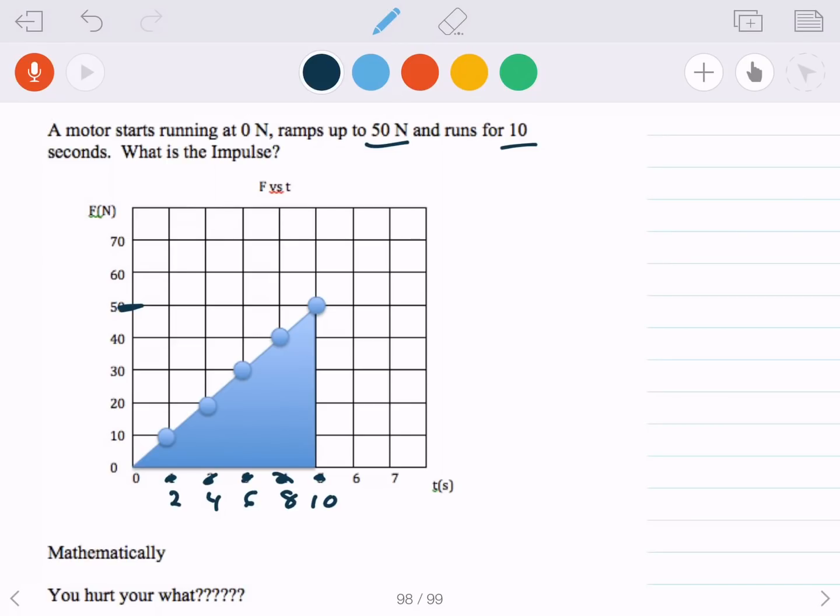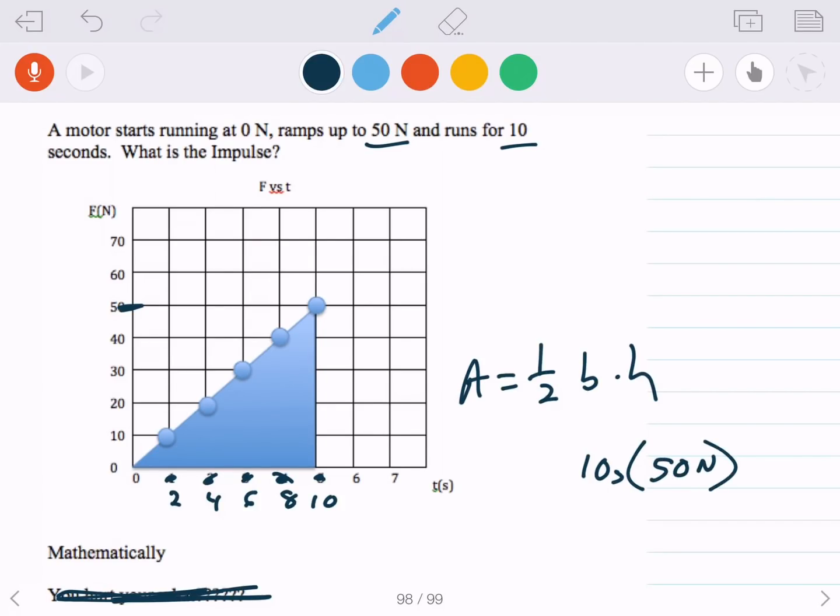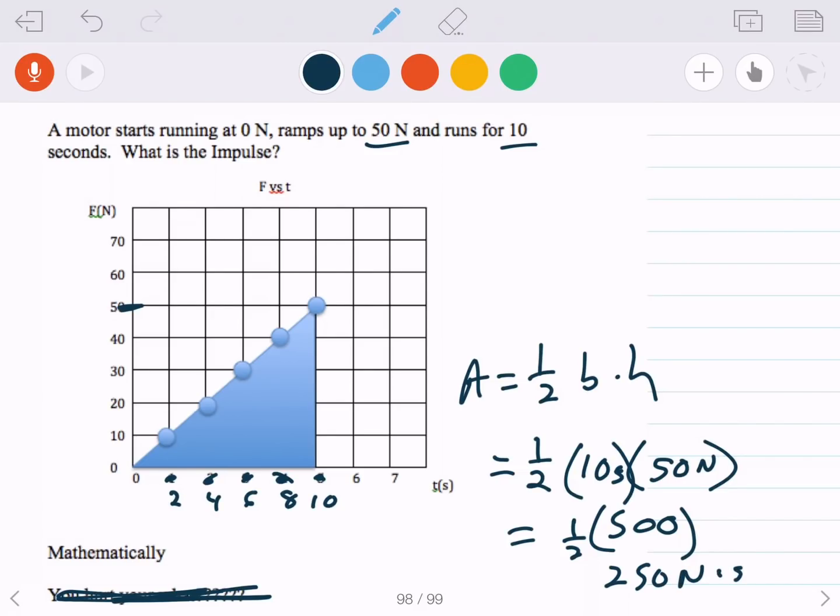Mathematically, we're not going to get into how to figure that out, okay? But we're going to look at it graphically. So graphically, what's the area of a triangle? Area of a triangle equals 1/2 base times height. What's the base? 10 seconds. What's the height? 50 newtons. Okay? And we take 1/2 of that. So 10 times 50 is 500, and then 1/2 of that is 250 newtons times seconds. Okay? So that's how you do that graphically.